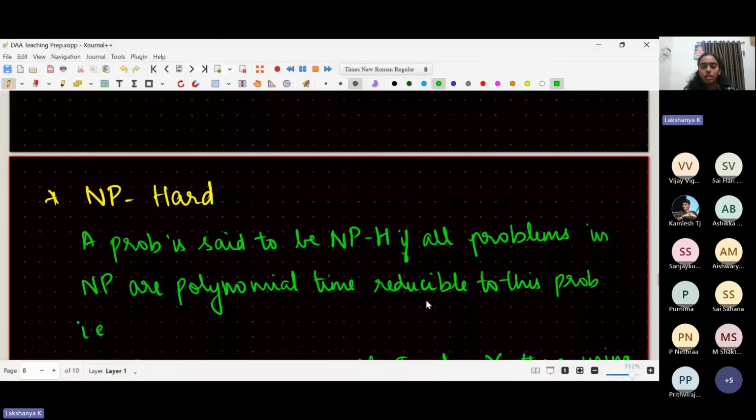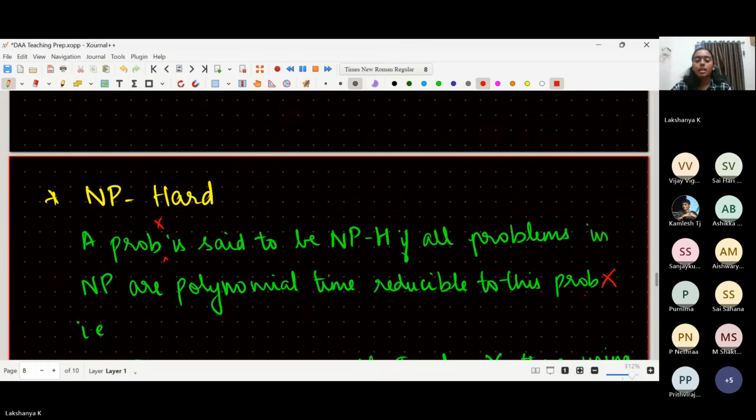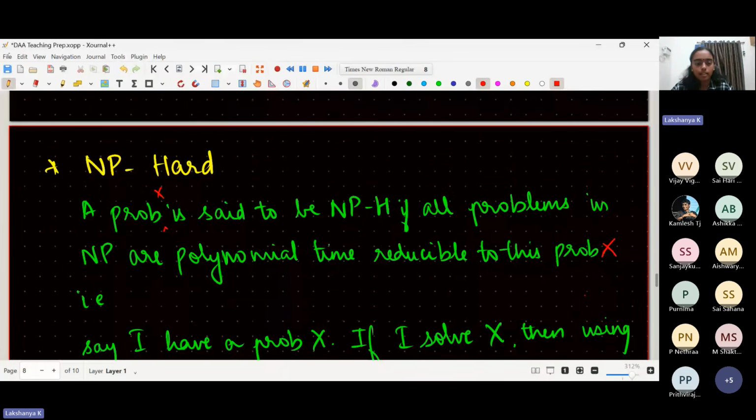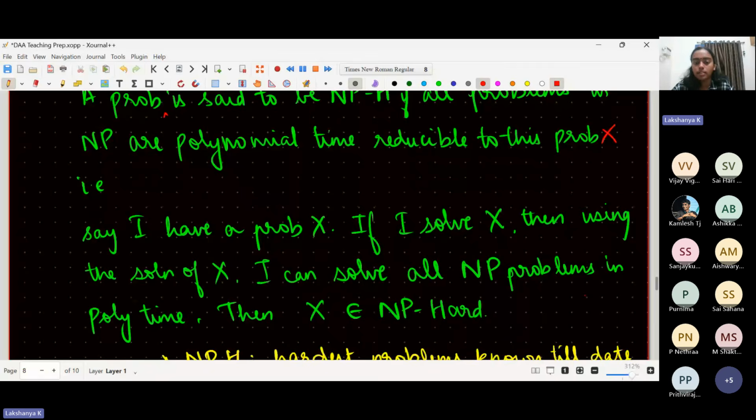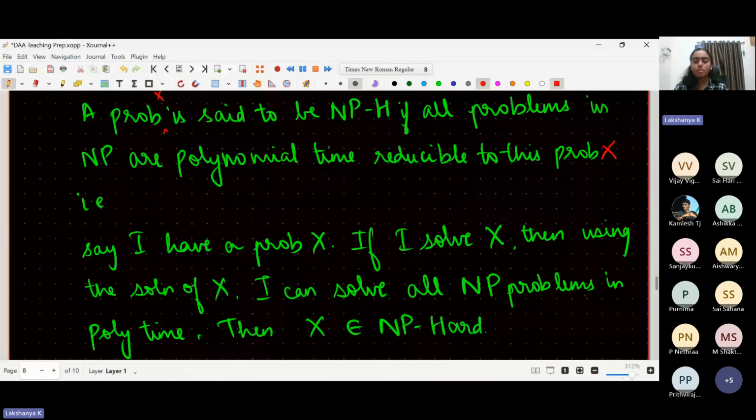So let's say I'm calling this problem X. All problems in NP are polynomial time reducible to X, which means if I solve problem X, then using the solution of X, I can solve all problems in NP within polynomial time. Then I say X is NP hard. I'll repeat, you have a problem X and you have a bunch of problems in NP. NP again is verifiable in polynomial time.